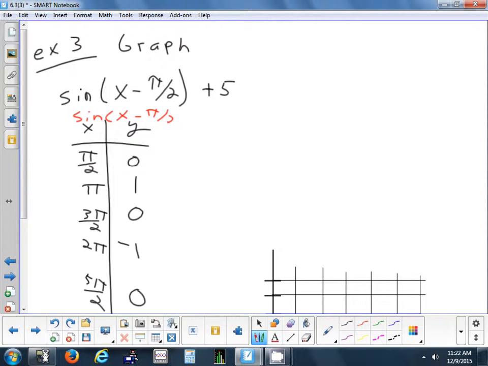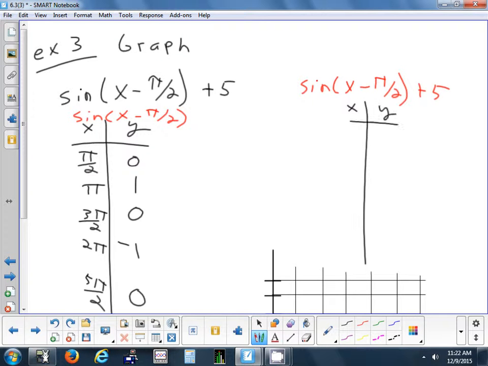And now let's do the plus 5. Right, so when I do the plus 5, how do I handle that? How about Aiden? Yeah, just add 5 to all the y values. And what about the x's? They just stay the same. Yep, just keep them the same. So pi over 2, pi, 3 pi over 2, 2 pi, and 5 pi over 2.